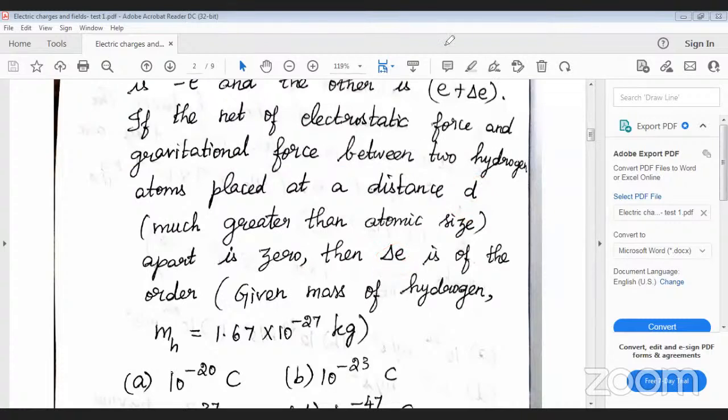So for that, now we will be going for the solution. Now let me open the whiteboard. I will be discussing the solution on this whiteboard.